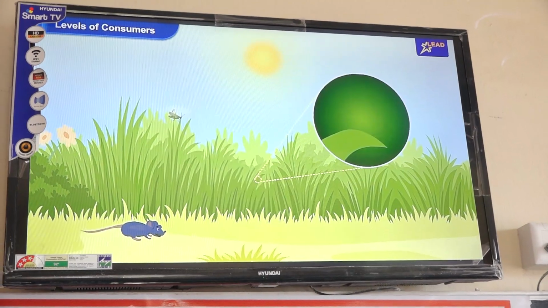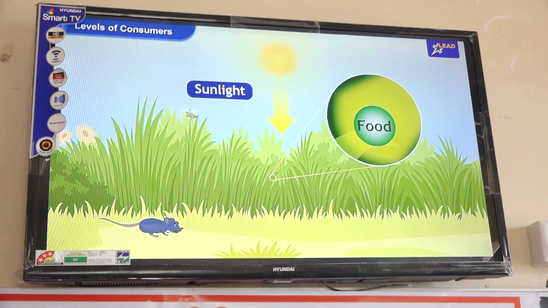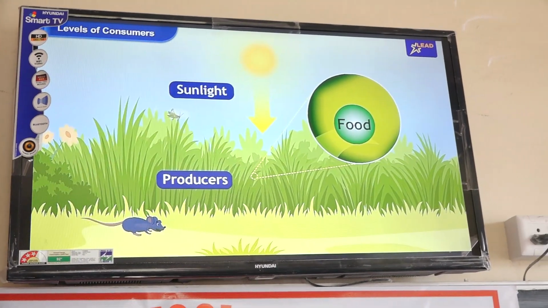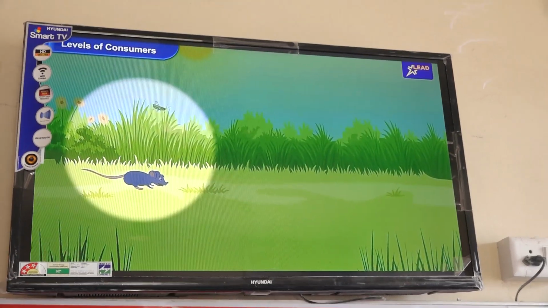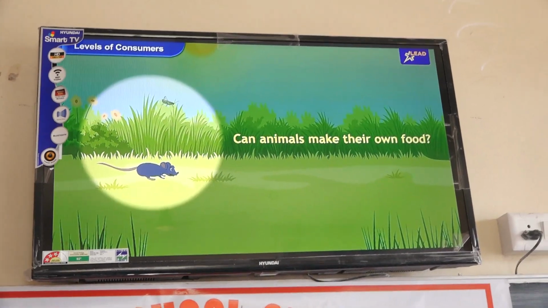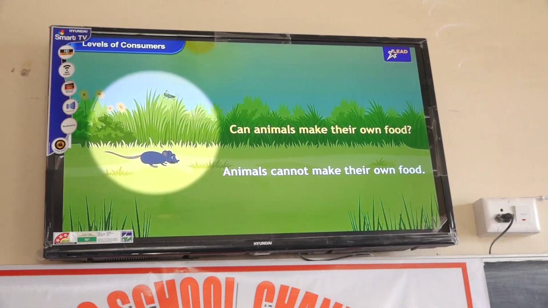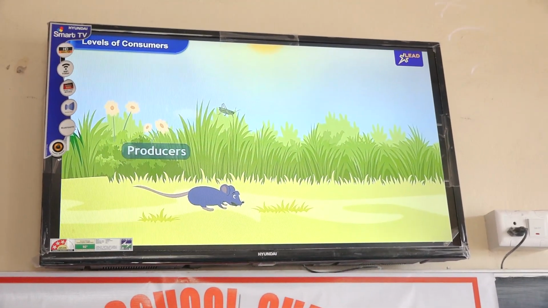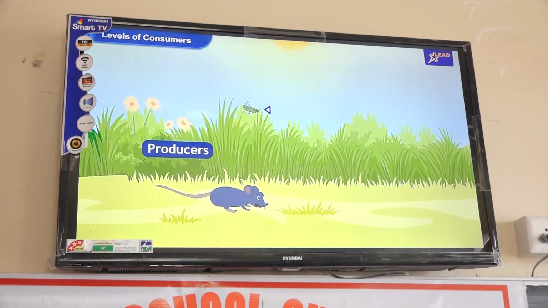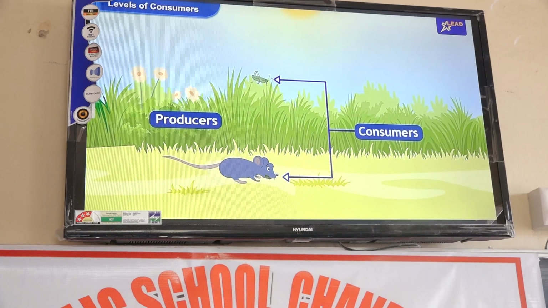We know that green plants produce their own food in the presence of sunlight. Hence, they are known as producers in a food chain. But what about animals? Do you think that they can make their own food? No, animals cannot make their own food. They depend on producers or other animals for food. Hence, they are known as consumers in a food chain.